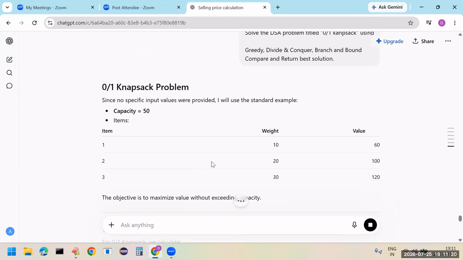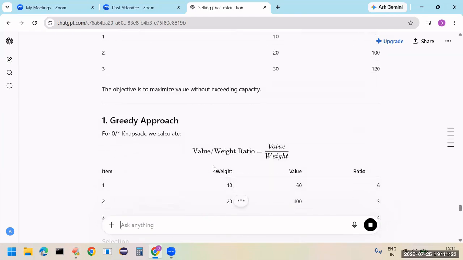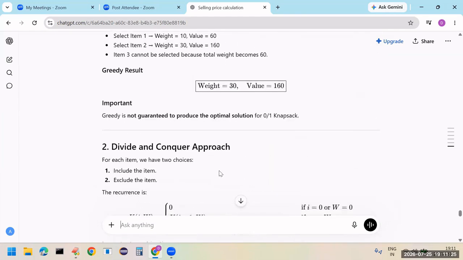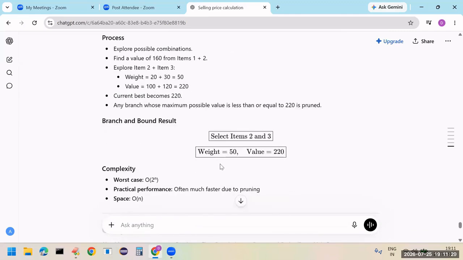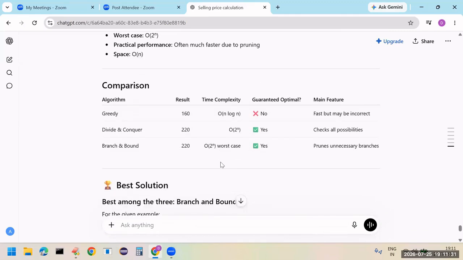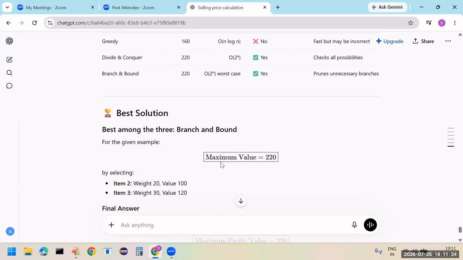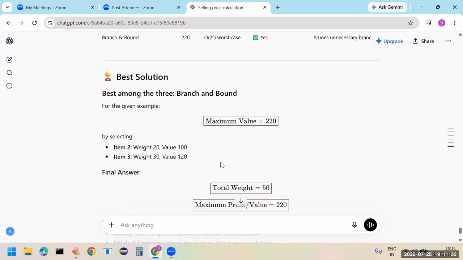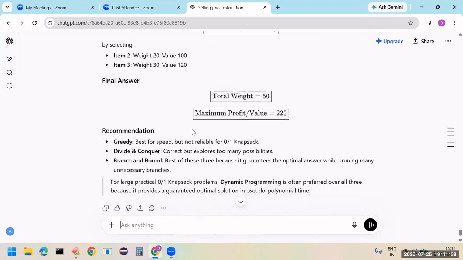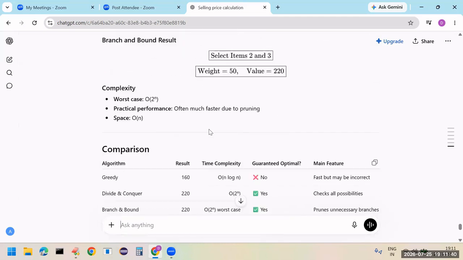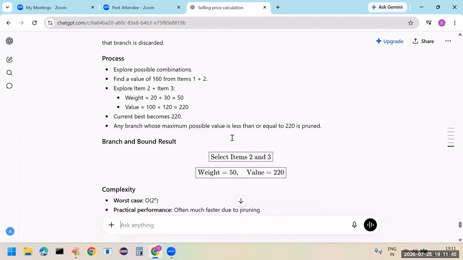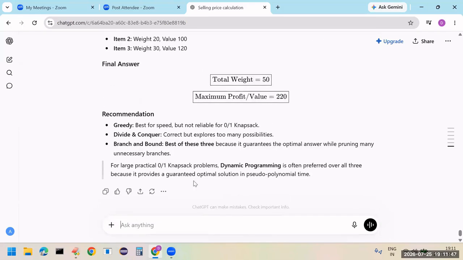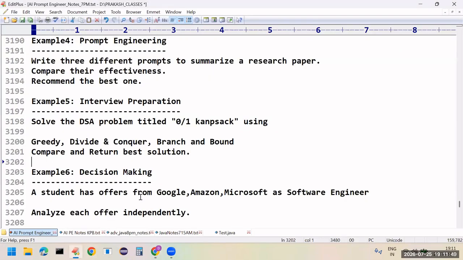0/1 knapsack problem. First, it is going to give what the 0/1 knapsack is. Then the greedy approach, divide and conquer approach, branch and bound approach, comparisons, and the best solution: branch and bound. Friends, no one is going to explain with such beautiful diagrams. Clear? Yes, sir.